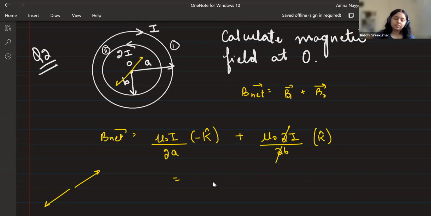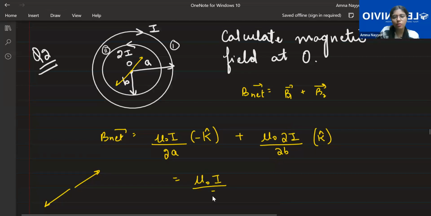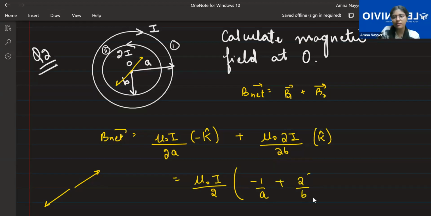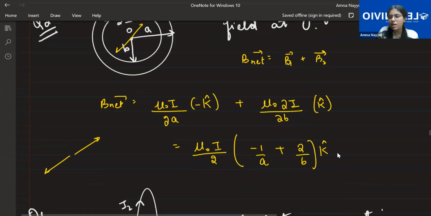If I take mu naught I by 2 common, from here k cap will be there definitely. From here, minus 1 by a will be left. And from here, 2 is gone, 2 by b will be left. And k cap is already common from both of these, if I put it here or put it here. So this is the answer. That's it, because values are not given.